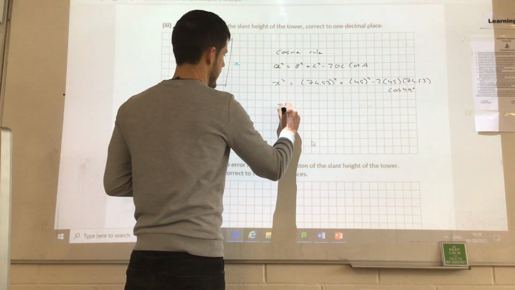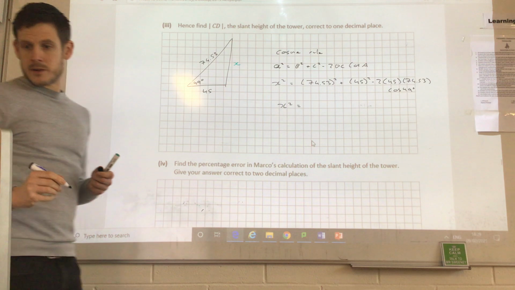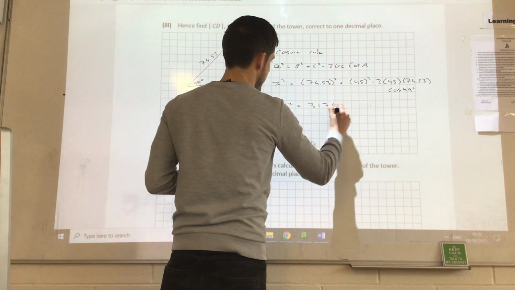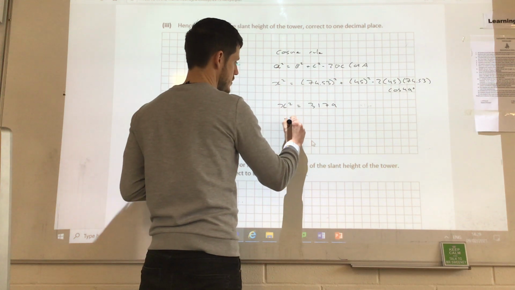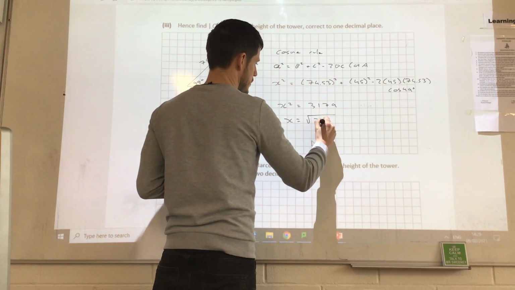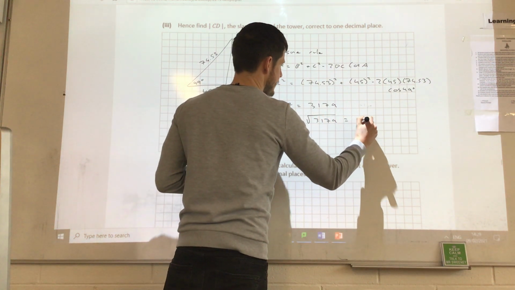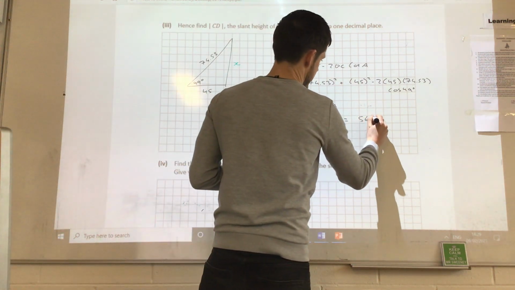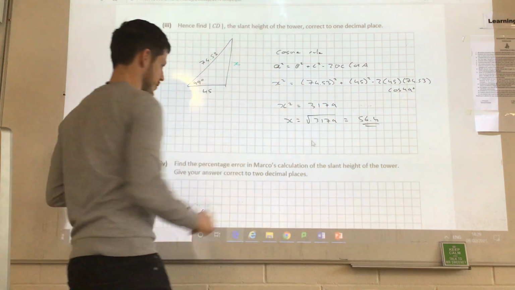That can all go straight into your calculator, and you're going to end up with x squared is equal to 3179. When you get the square root of that, x equals the square root of 3179, you're going to get 56.4. So the actual height is 56.4.